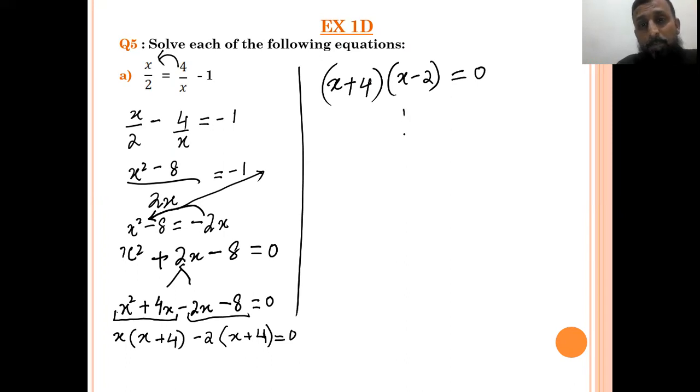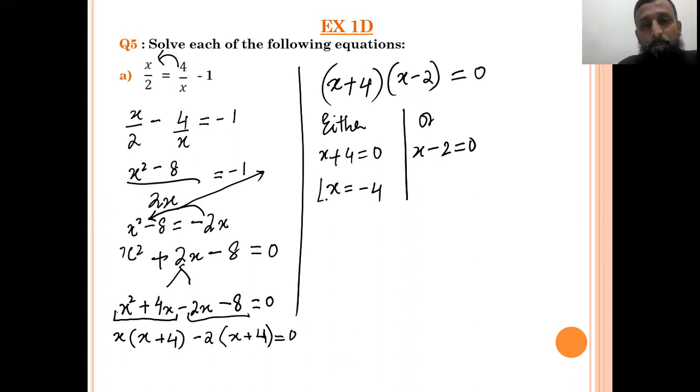Make two columns, either or. X plus 4 is 0, x minus 2 is 0. Move this plus 4 on this side, it becomes negative 4. Bring this negative 2 on this side, it becomes positive 2. So, my dear students, the two possible answers are x equals minus 4 and x equals 2.